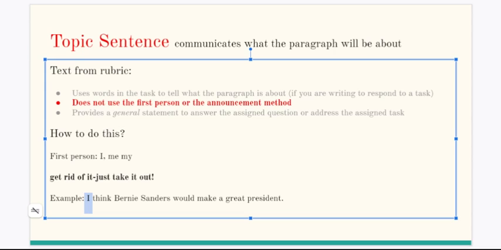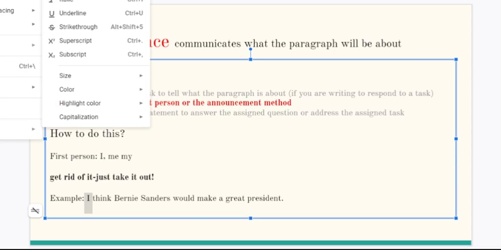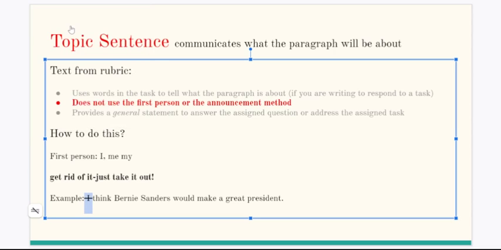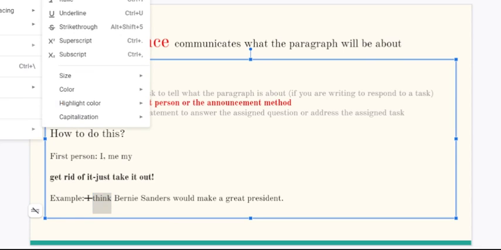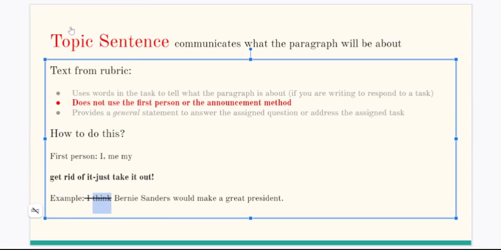So what am I going to do? I'm just going to cross it off. So I'm crossing off the I. And what am I left with? Think Bernie Sanders would make a great president. That doesn't work. So I'm kind of thinking that the word think goes with the I. So I'm going to take that one out too. And what am I left with? Bernie Sanders would make a great president. That is a strong sentence.